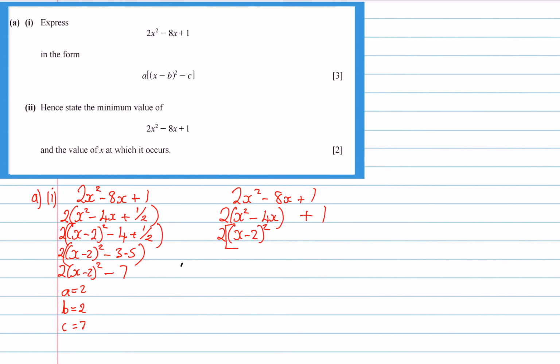Just put a square bracket around this. And then we're going to take away 4. Add another 1. This then gives us 2 upon x minus 2 all squared minus 8. And then we're adding another 1 here, which gives us the same answer. 2 upon x minus 2 all squared, minus 8 plus 1 is minus 7. So we've still got our a value equal to 2, b equal to 2, and c is equal to 7.